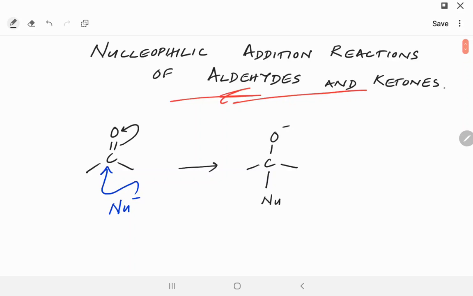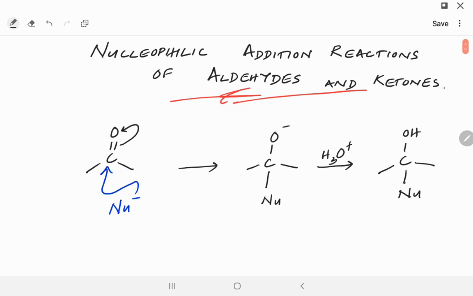Once this intermediate is formed, this alkoxide ion will be protonated and form an alcohol. So this is how it happens. You are basically adding a nucleophile to the carbonyl carbon, and you also make an alcohol that contains a nucleophile, that contains another new group.